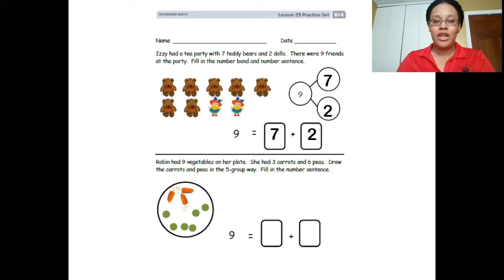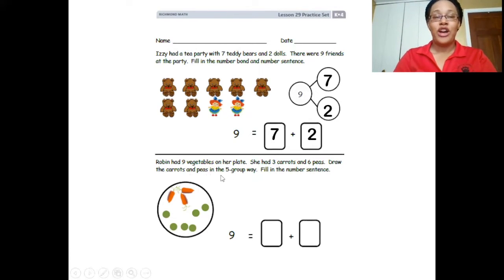Okay. Now this problem is about Robin. Robin had 9 vegetables on her plate. She had 3 carrots and 6 peas. Draw the carrots and peas in the 5 group way. Fill in the number sentence.